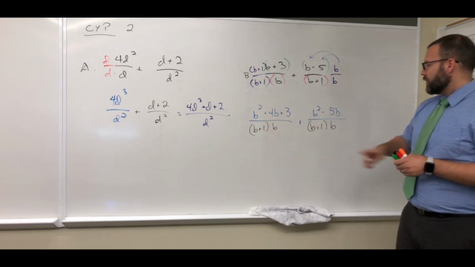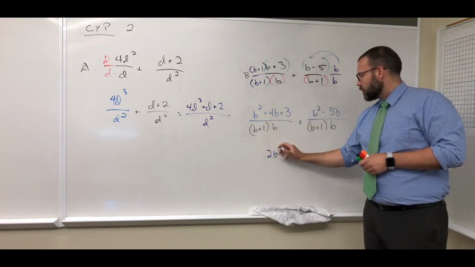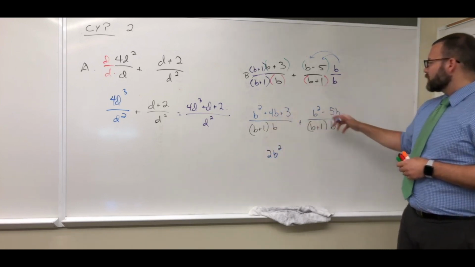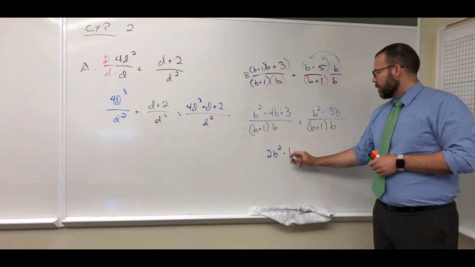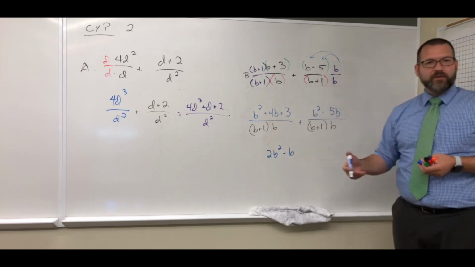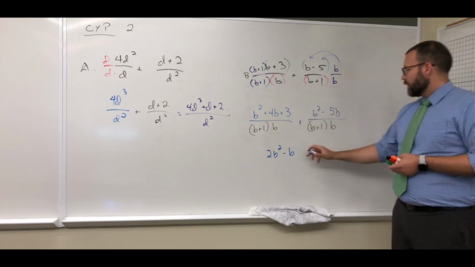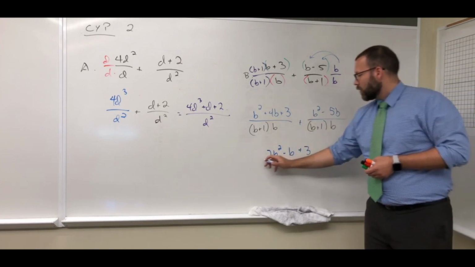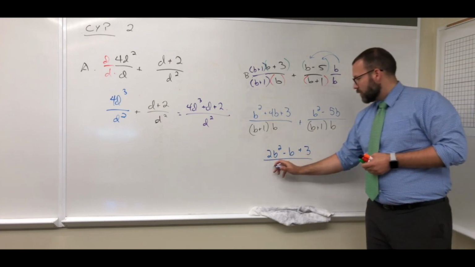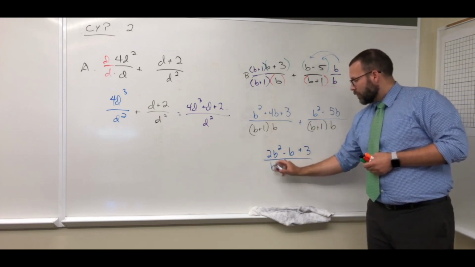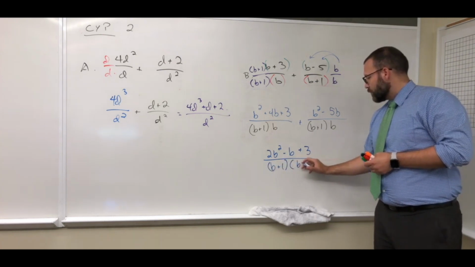B squared plus b squared is 2b squared. 4b plus negative 5b is minus 1b or plus negative 1b, however you want to phrase it. 3 plus nothing is just going to be 3. And then the whole thing is over that same common denominator, b plus 1 times b.